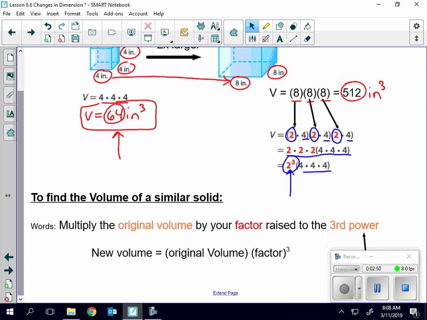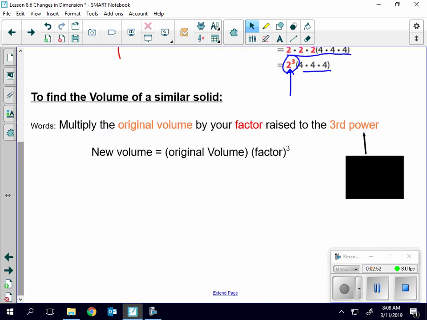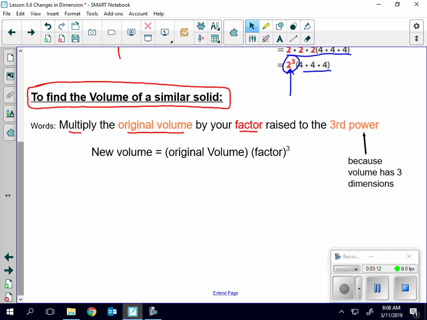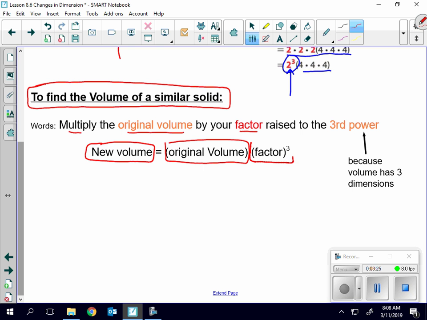And I want you to write this in your notebook. To find the volume of a similar solid, this is where you start right here. Okay, write that down. Pause the video when needed. In words, we multiply the original volume by your factor raised to the 3rd power. And that's, again, because volume has 3 dimensions. And then I wrote it out for you as an equation. The new volume equals the original volume times the factor to the 3rd power.